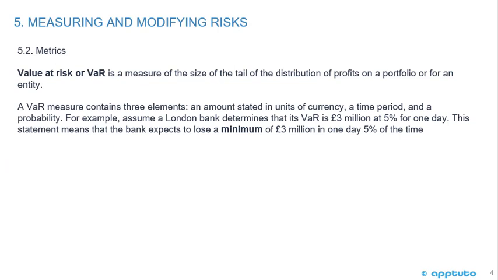Measuring and modifying risks. Metrics. Value at risk, or VAR, is a measure of the size of the tail of the distribution of profits on a portfolio or for an entity. A VAR measure contains three elements: an amount stated in units of currency, a time period, and a probability. For example, assume a London bank determines that its VAR is £3 million at 5% for 1 day. This statement means that the bank expects to lose a minimum of £3 million in 1 day, 5% of the time.